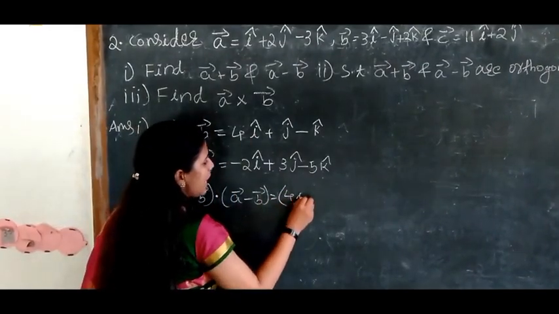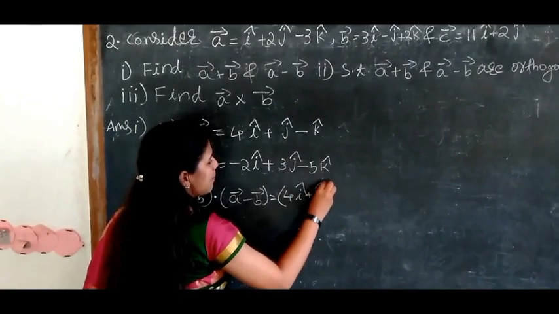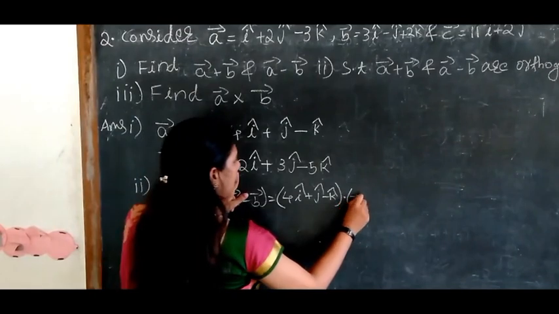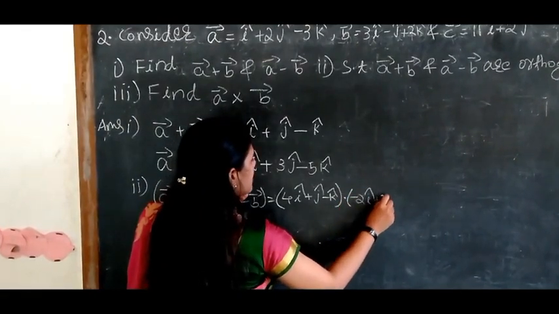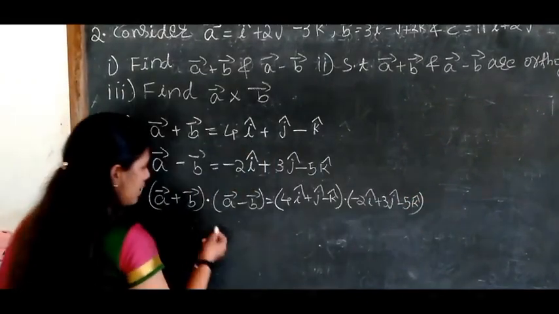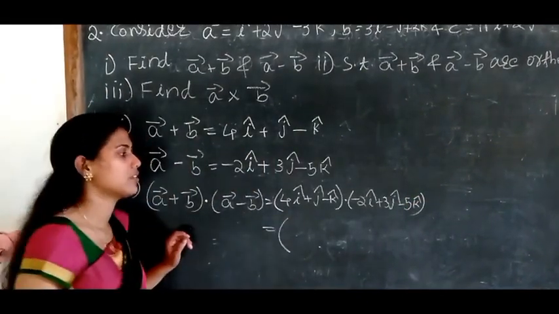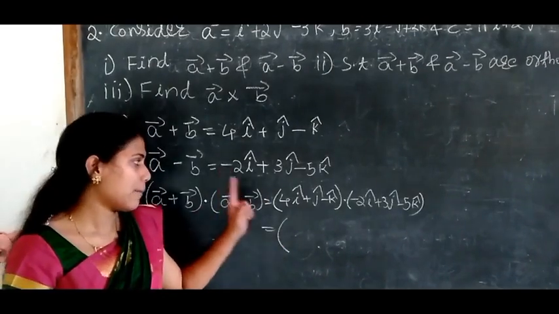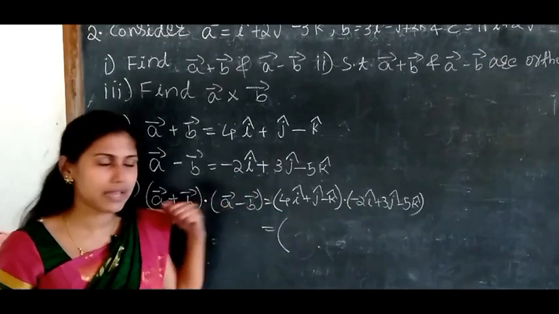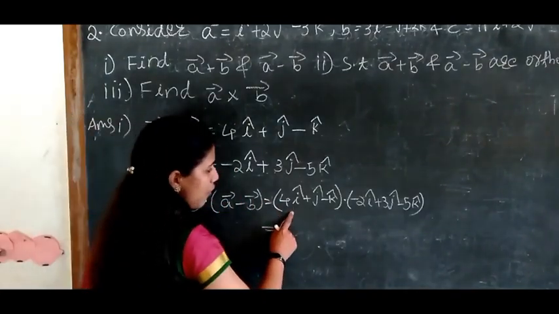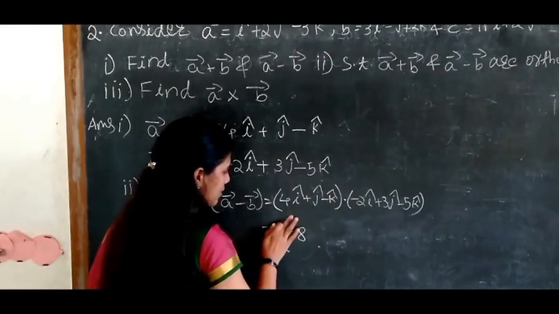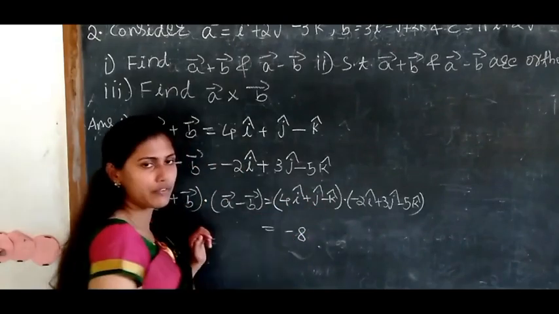Then vector A plus vector B dot vector A minus vector B is equal to, vector A plus vector B is 4i cap plus j cap minus k cap dot minus 2i cap plus 3j cap minus 5k cap, which is equal to, in dot product we multiply the coefficients of the same terms, that is 4 times minus 2, that is minus 8. Then there is no need for the bracket.